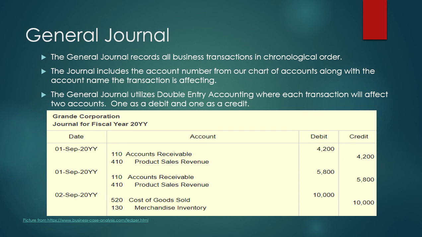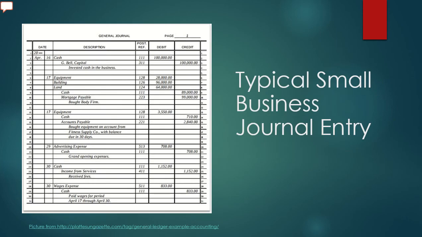So I'm not an accountant, but we need to understand that it's double entry. As we move on to a small business journal entry, this is just another example of a small business, maybe a little extended, so they're not going to be as simple as our first example.